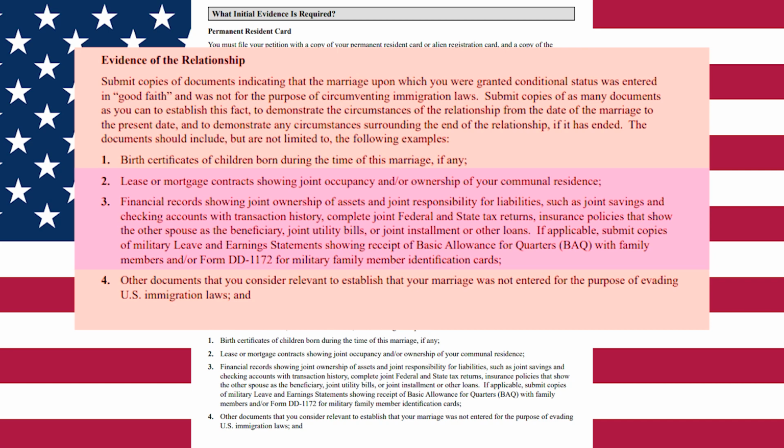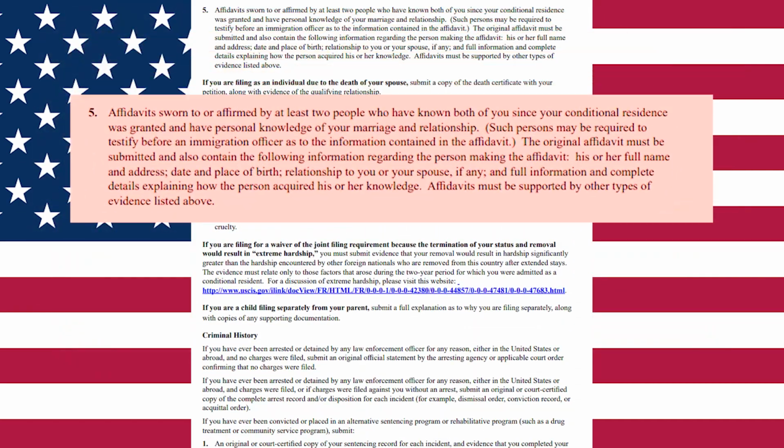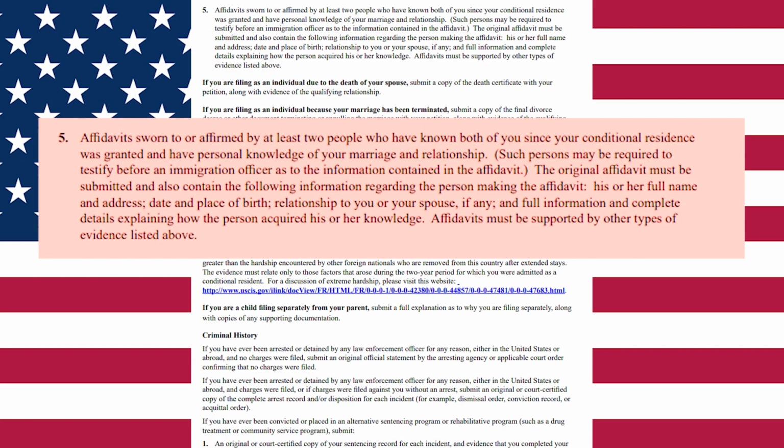2. Evidence of joint assets or debts, including joint bank accounts, joint ownership of property, or shared loans. 3. Documentation of joint activities and experiences, such as travel itineraries, photographs, or joint memberships. 4. Affidavits from friends and family members who can attest to the authenticity of your marriage.